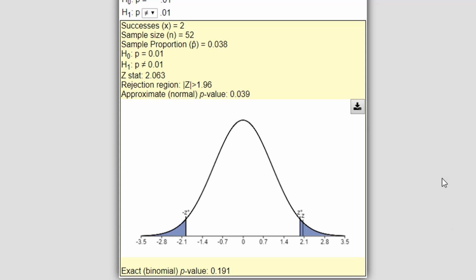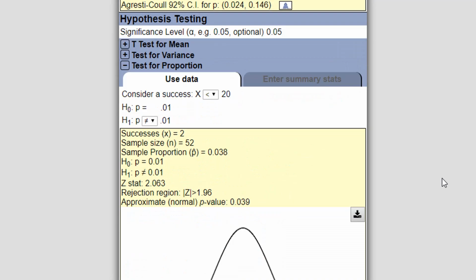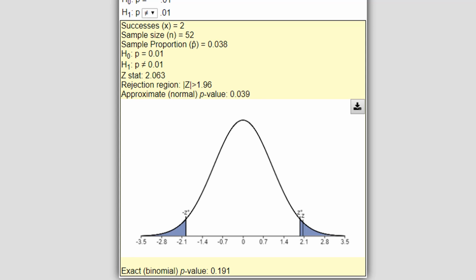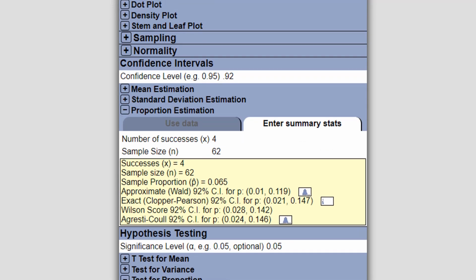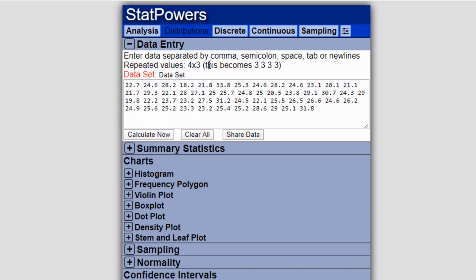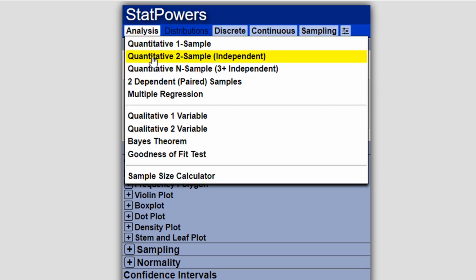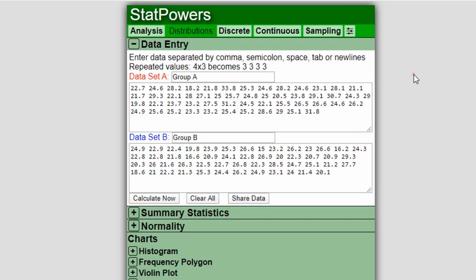So anyway, this is sample inference for proportions using data or using summary stats. With summary stats, you just click there and enter your summary stats. Instead of going from data, you just enter the number of successes and the sample size. Let's go to two samples. If you click on quantitative 2 sample, that takes you to the other page, which I have open here.